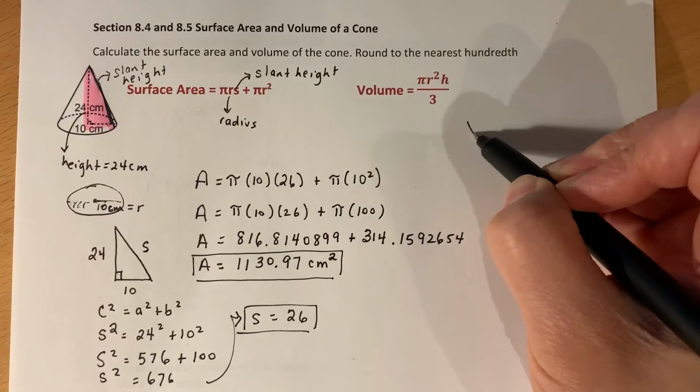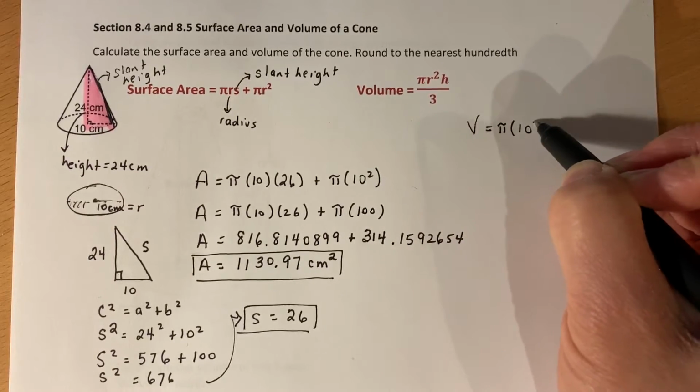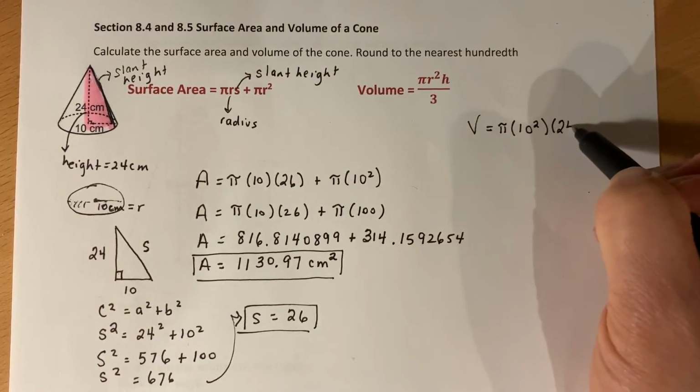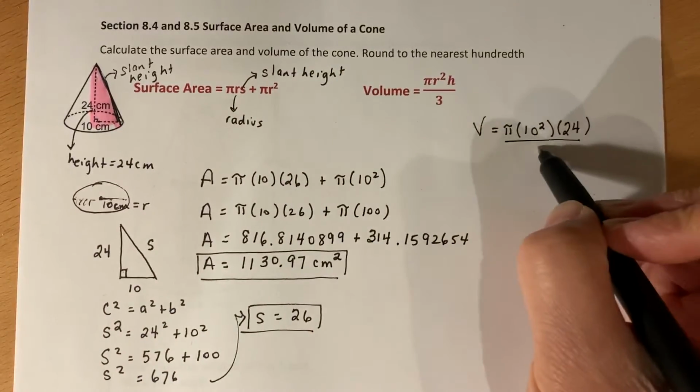Okay, so once again, I'm going to use my pi button. I know my radius is 10. I'm going to square it. The question gave me the height at 24. Remember, that was given. And then we're going to divide it by 3.